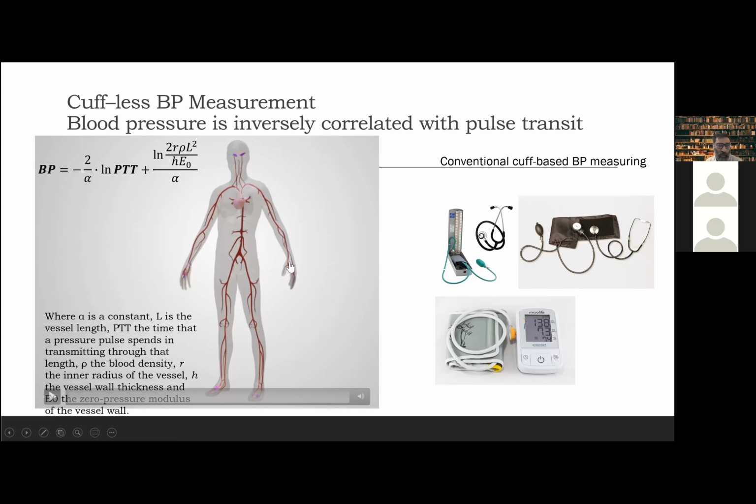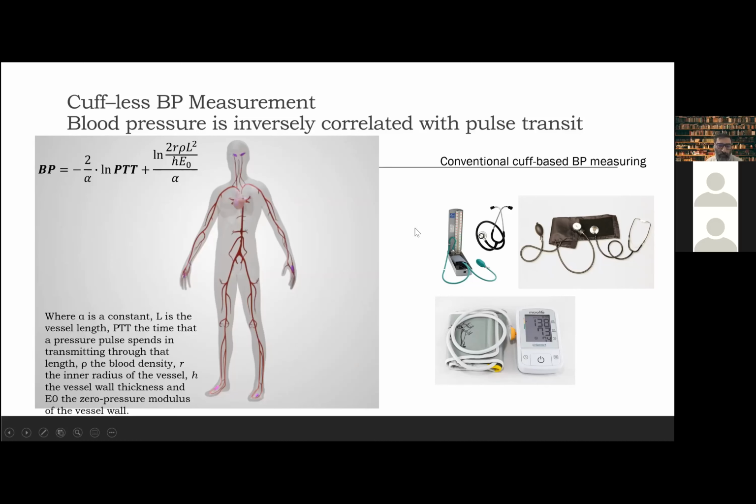So once you know the pulse transit time, so how fast that pulse is moving, and then you know the distance, then we have this kind of theoretical formula by which we should be able to measure the blood pressure, or estimate, probably an appropriate word, we can estimate the blood pressure.